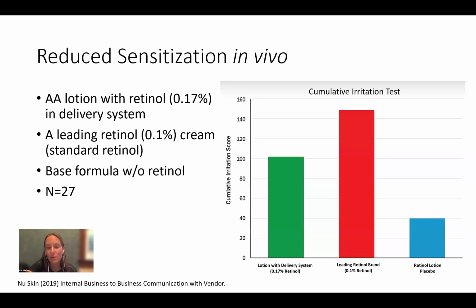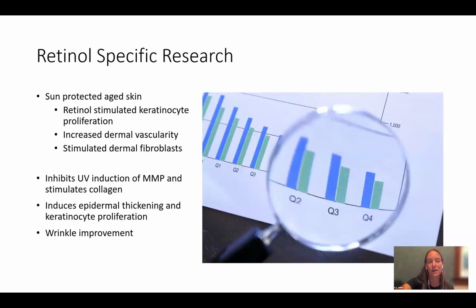And you can see that when we look at the overall irritation for the typical retinol brand, that irritation is high or higher than when we look at it in this encapsulated format. And it's interesting too that even this placebo lotion has some irritation associated with it, right? So if we take this out and we just look at the potential irritation that this formula is causing, it's very, very low. And so this made this technology exciting for us.